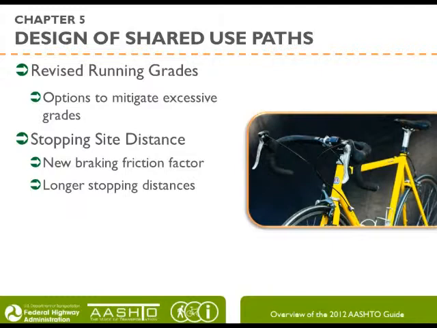Also new guidance on stopping sight distance, looking at a whole new braking friction factor. A little bit longer stopping distances now are recommended than before. There's a variety of tables available that look at the relationship of speed and grade, and it gives you some guidance on that. And then not mentioned here, but also in the guide is a table on vertical crest and the relationship of length to stopping distance. So again, things that you'll want to do if you're doing the actual detailed trail design.